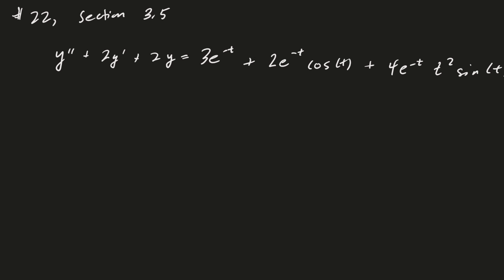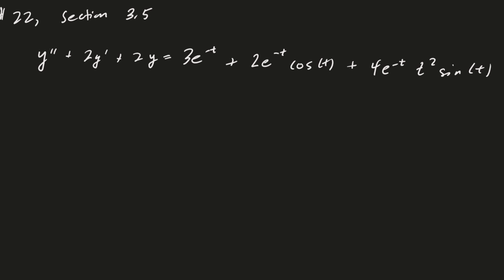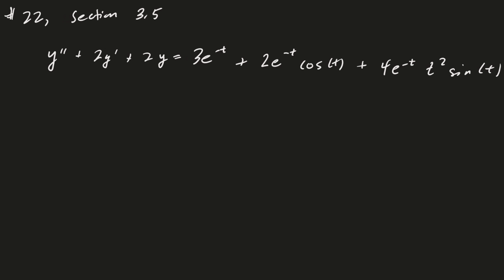Okay, so this video is just a quick comment about number 22 in section 3.5. This is kind of a common error that I see in this section. That is, when we work through the roots to the characteristic equation in this problem, we see that the roots are minus 1 plus or minus i, right?